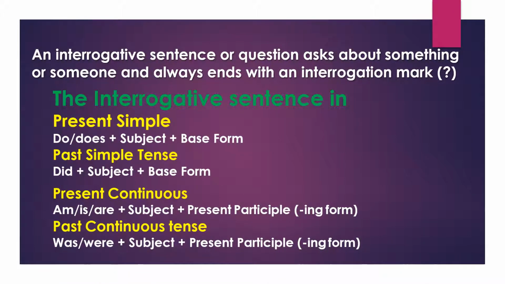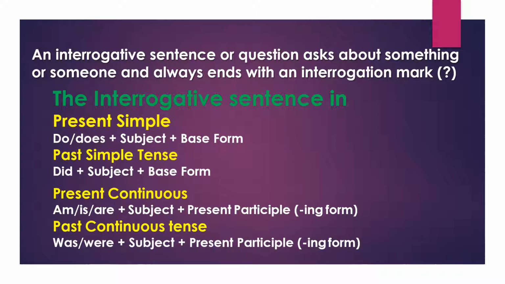An interrogative sentence or question asks about something or someone and always ends with an interrogation mark, that is, a question mark. The interrogative sentence in present simple tense is formed with do, does, plus subject plus base form of the verb. For example, do they quarrel with one another? Does his elder brother live in Agra?